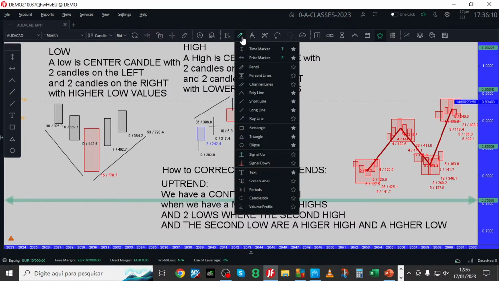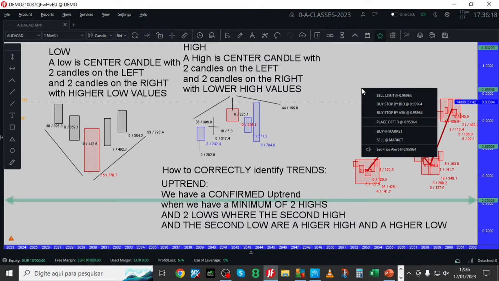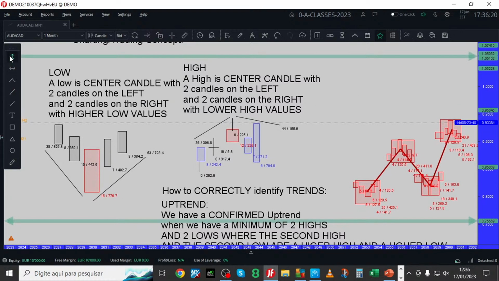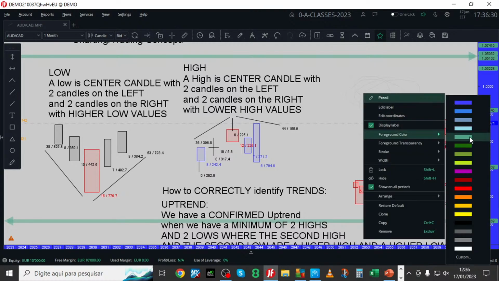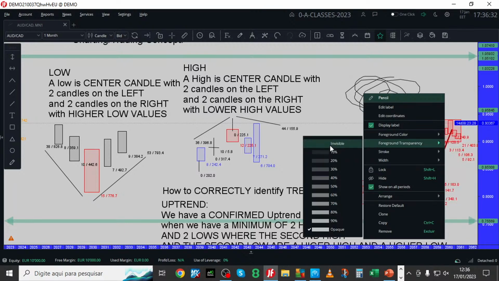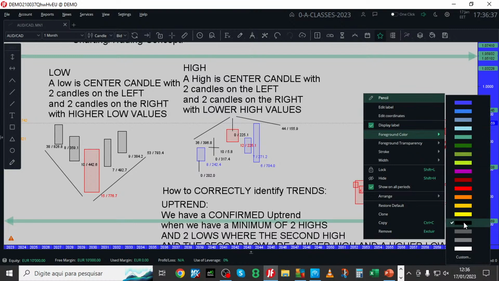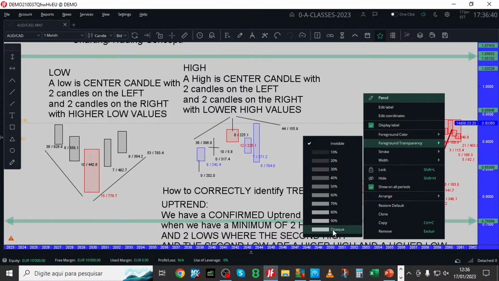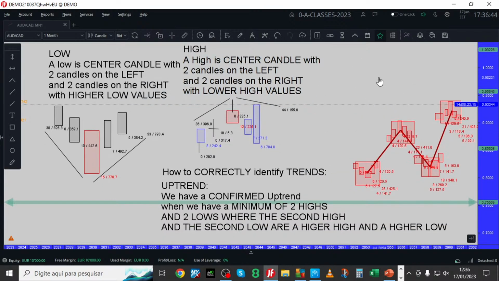Where is the pencil? How can I? It's silver, right? I'm trying to change the color of the pencil, everybody. Pencil, there you go. Color black, there you go. Whoops. Black, and what did I do? Transparency. Yeah, finally. Okay, I'm going to get rid of this one, everybody.